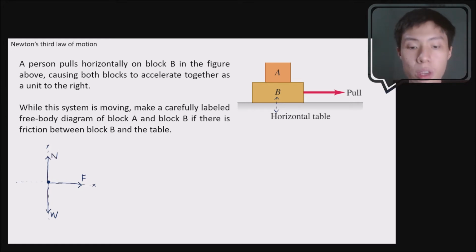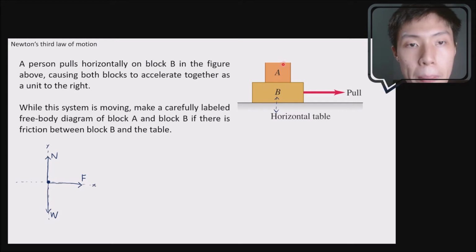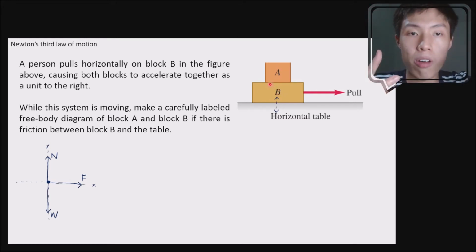Again, we have two surfaces in contact, so we have to study the second surface, which is the contact between block B and block A. This force will be exerted by block A on block B. So block A is now on top of block B.